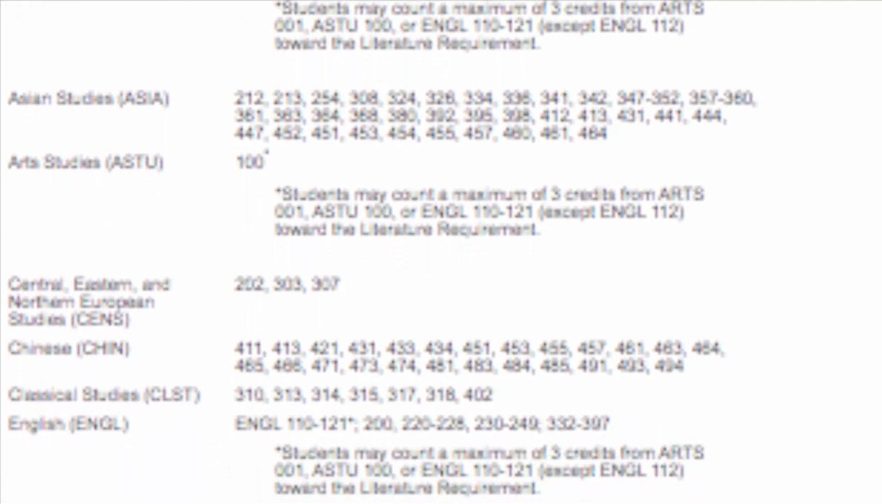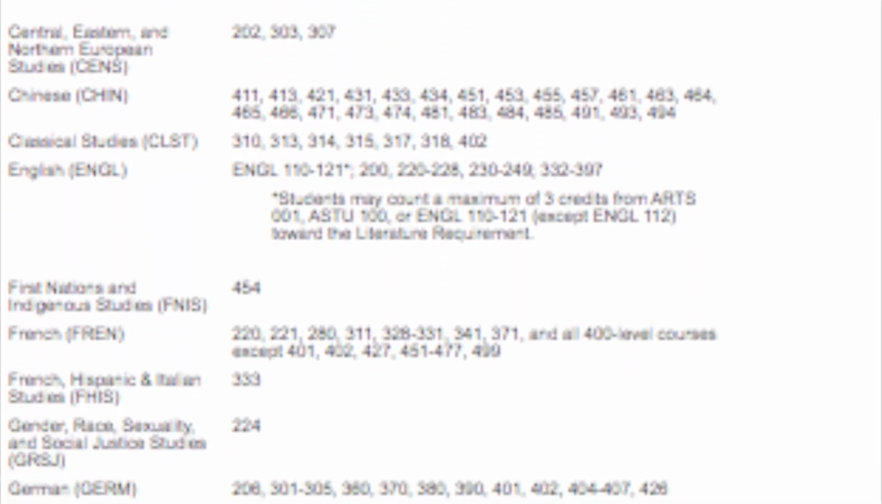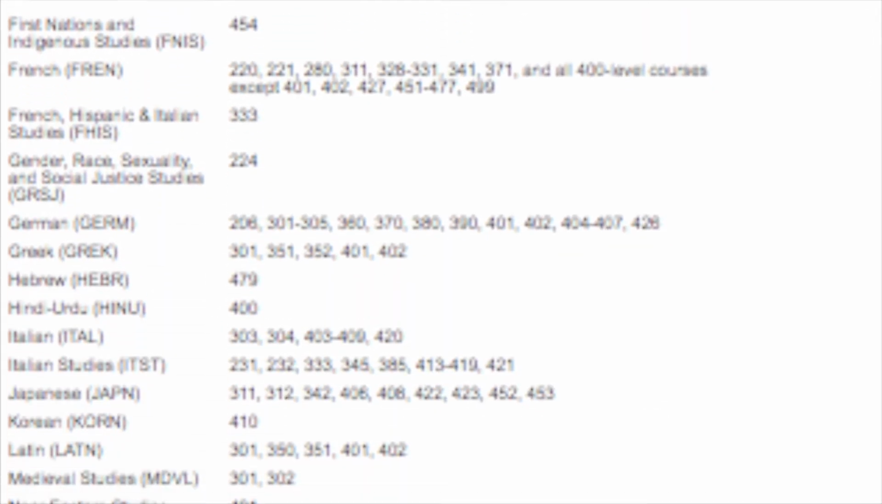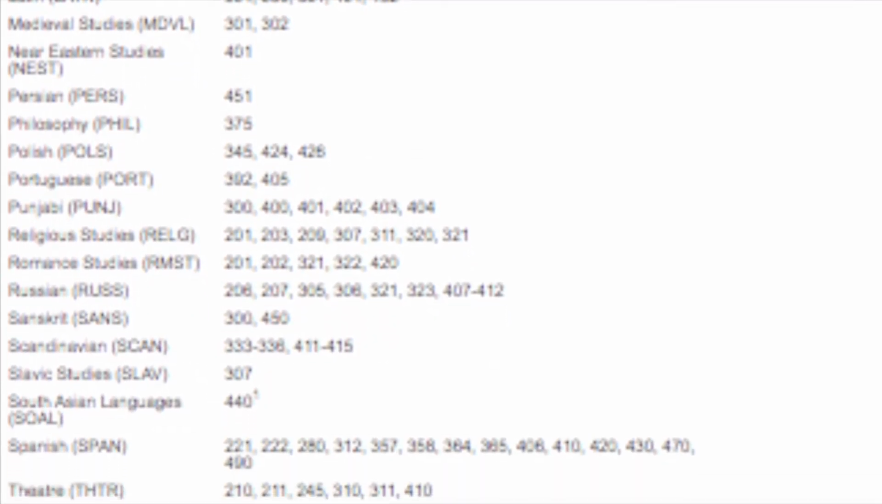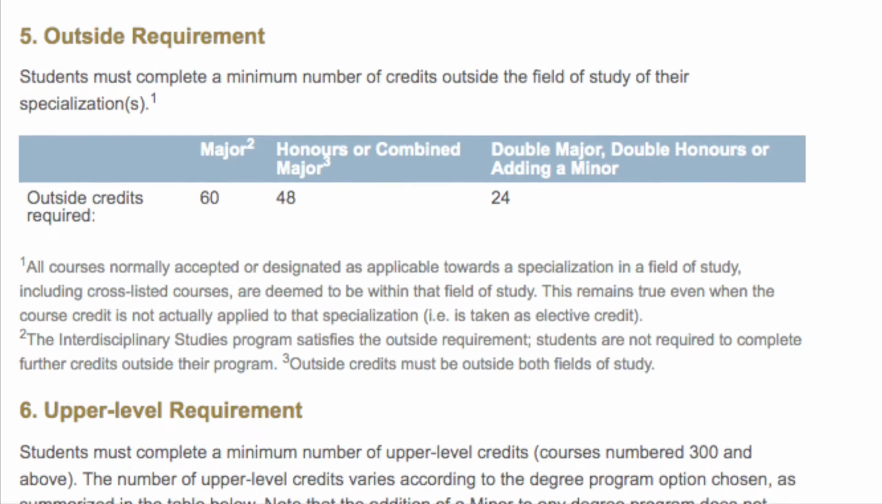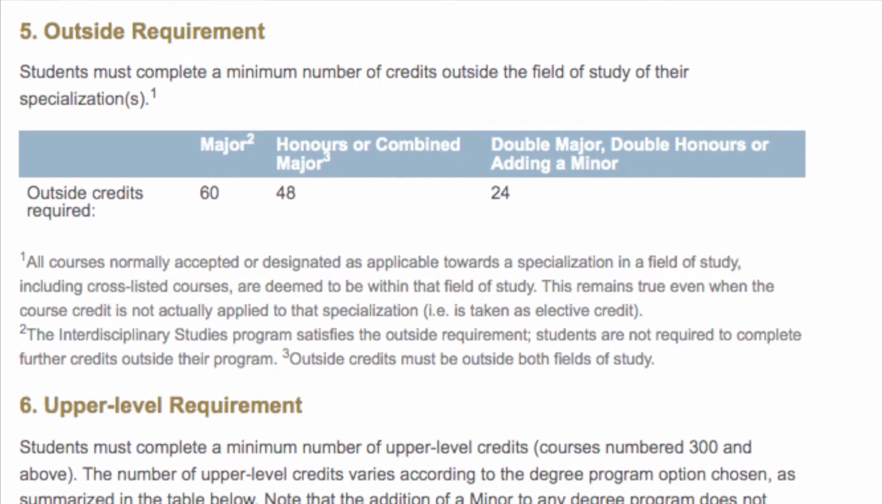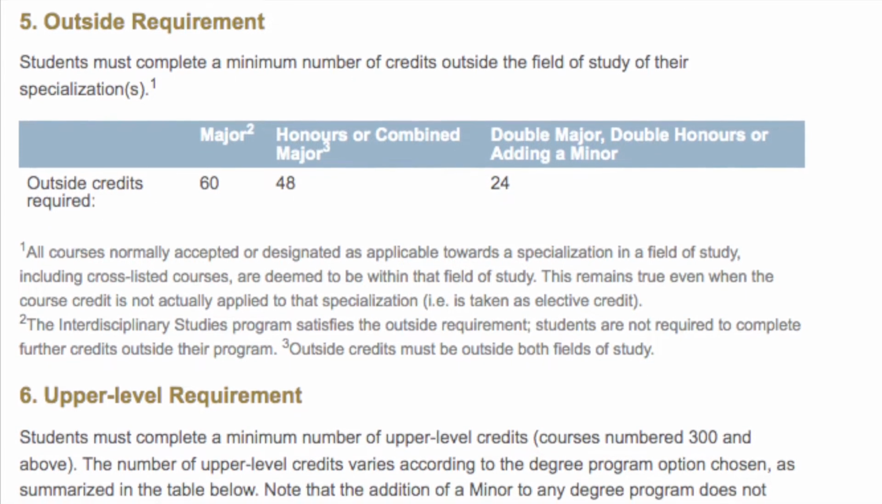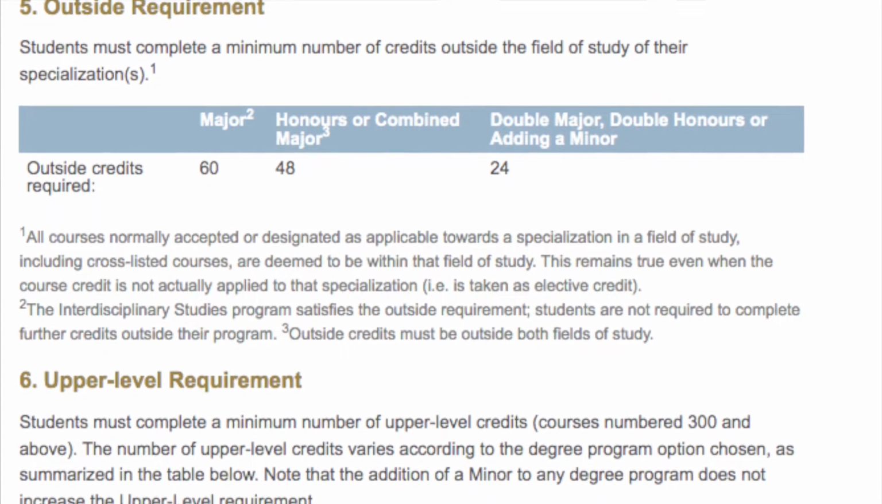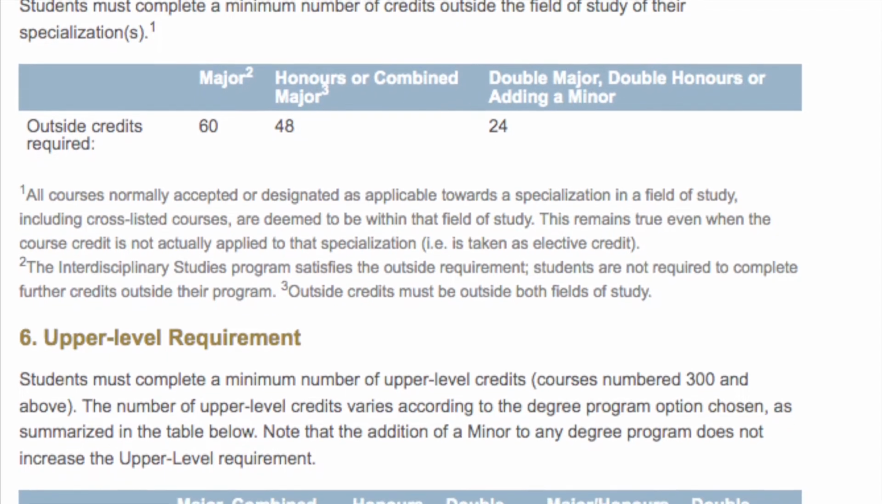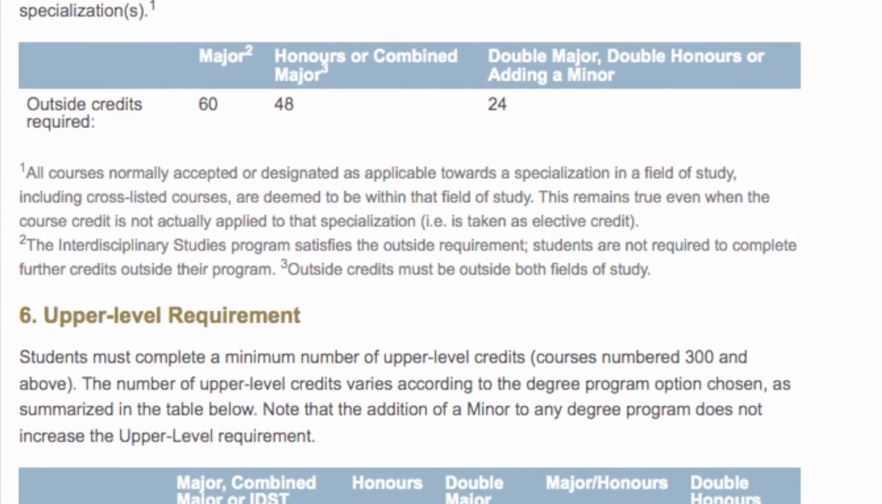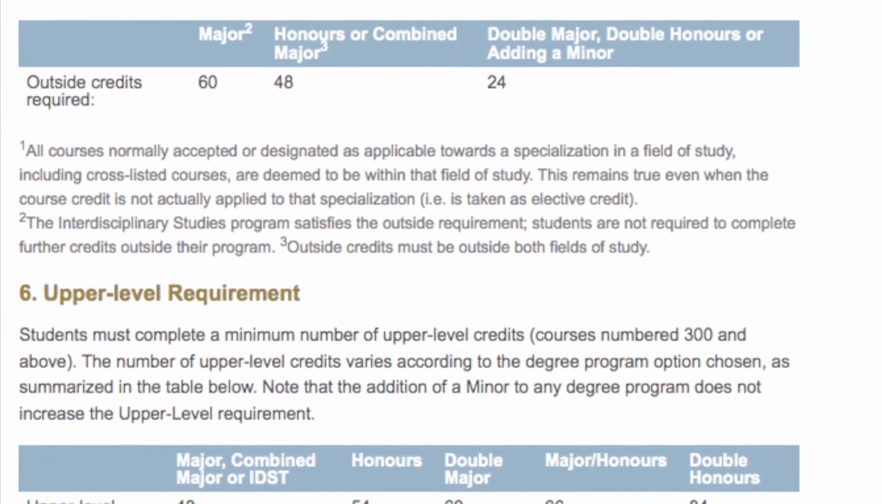Next is a literature requirement. Now, this is a very long list, but these are all of the options you have for fulfilling your literature requirement. Now, these last three have a lot of crossover. For outside requirement, it means I can't just take psych classes if I want to major in psych. I have to take English classes and say maybe a sociology class, classes that aren't specifically in my specialization.